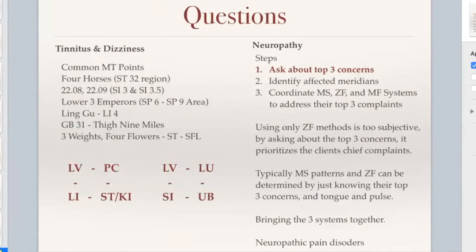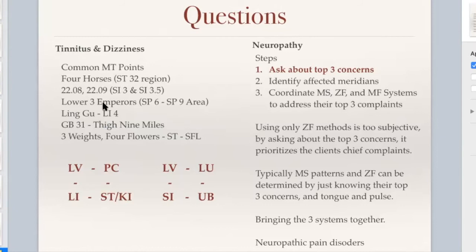Okay, let's quickly go over some of this with tinnitus and dizziness, because someone asked about this. How do you treat tinnitus? I'm going to put dizziness in there too, because they're very similar, and often, from a Zang Fu perspective, we see it as a liver yang rising type condition.